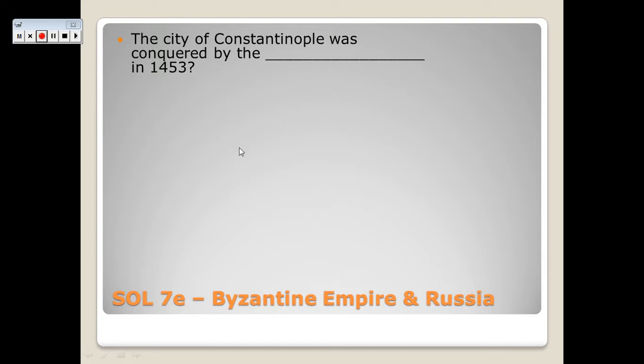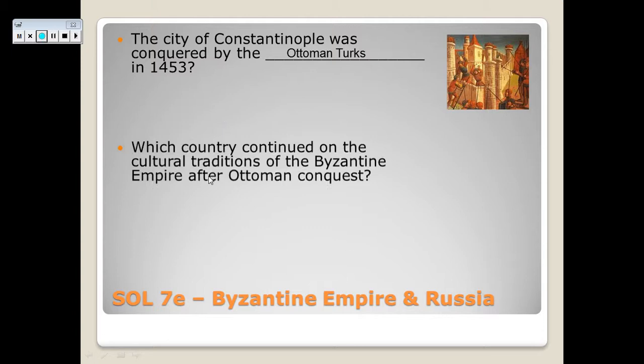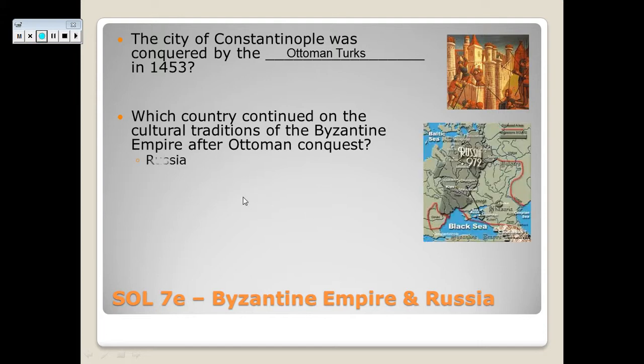The city of Constantinople is finally going to be conquered by the Ottoman Turks in the year 1453, and that is the end of the Byzantine Empire, almost 500 years after it started, or 1,000 years after it started. Now, the country that continues on the cultural traditions of the Byzantine Empire after the Ottoman conquest is going to be Russia.